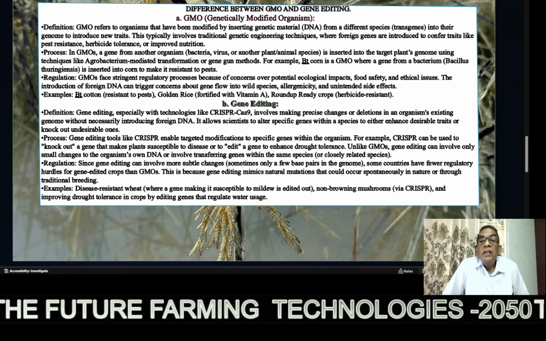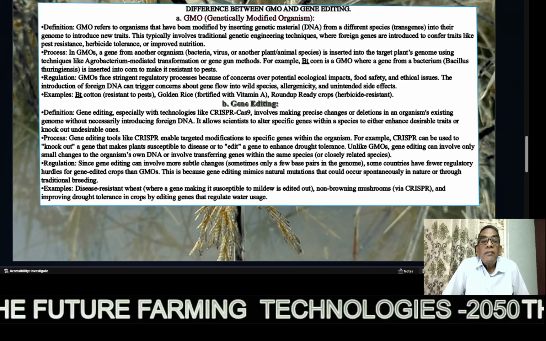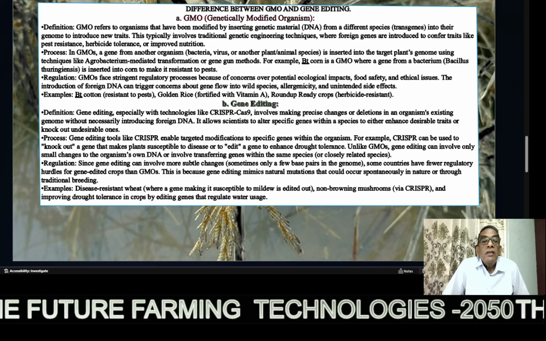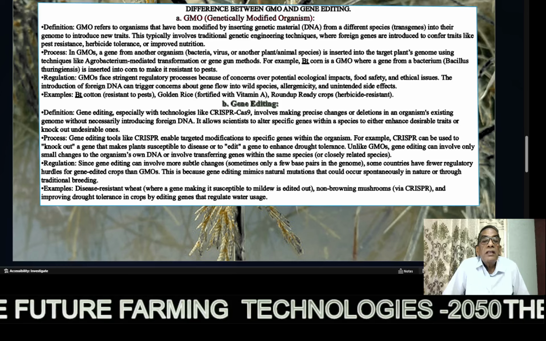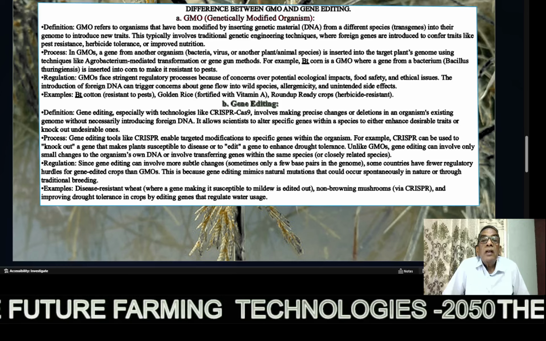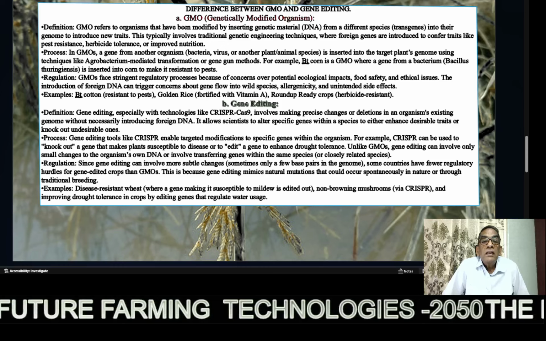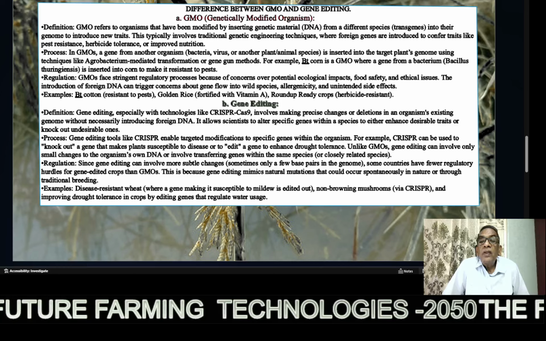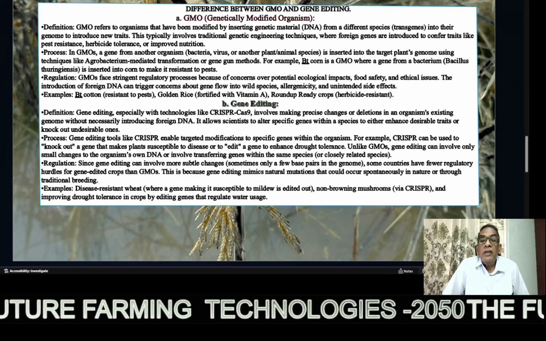So for example, Bt cotton with resistance to pests, golden rice fortified with vitamin A, Roundup Ready crops with herbicide resistance. So this is what I wanted to say about genetically modified organisms. Now the gene editing definition. What is the gene editing definition I am giving?